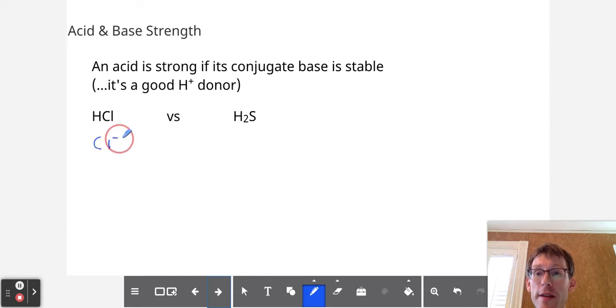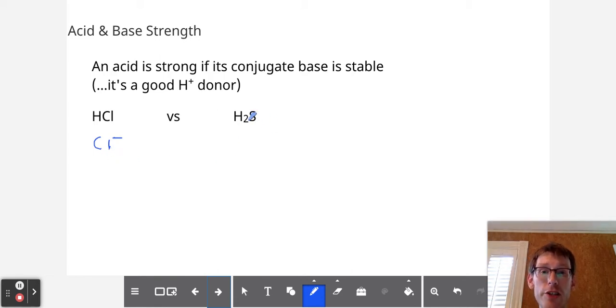And that's because this conjugate base, Cl-, is very stable. Now, you might recall that chlorine is very electronegative, and as a result, it can hold a negative charge quite easily, and that's one of the reasons why Cl- is such a stable conjugate base.